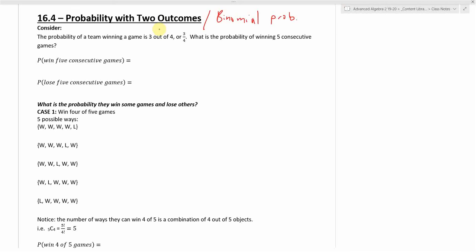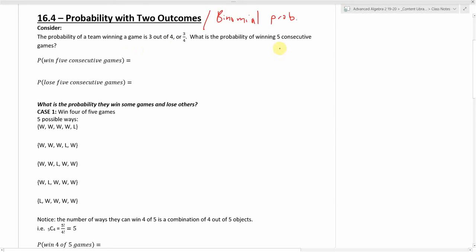So we're going to look at examples like, oh, you can either win the game or lose the game. What's the probability that you win 3 out of 5 games? So that kind of situation is what we're looking at. So let's look at an example right now. The probability of a team winning a game is 3 out of 4, or 3/4. What is the probability of winning 5 consecutive games?